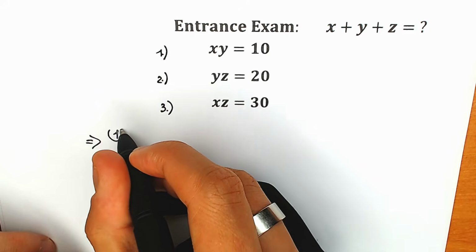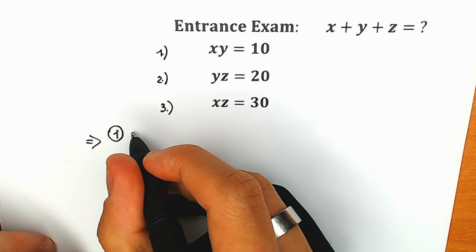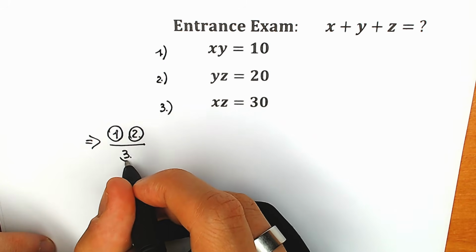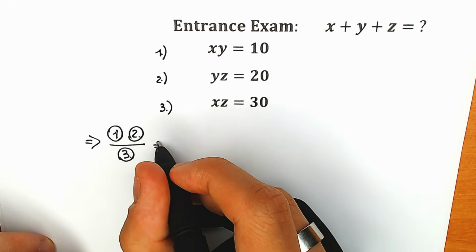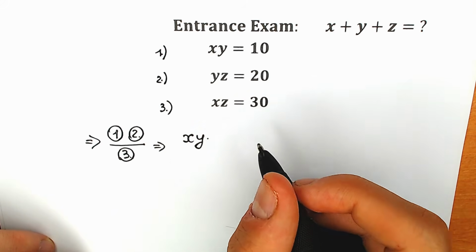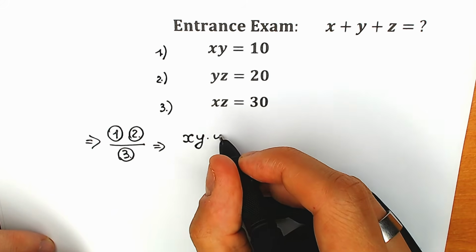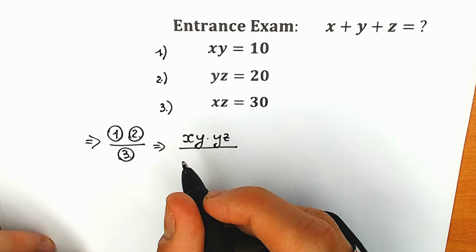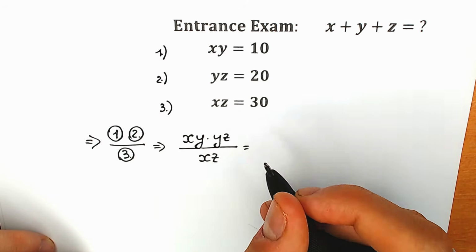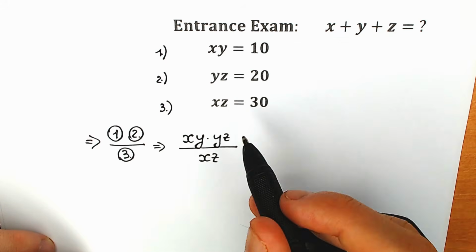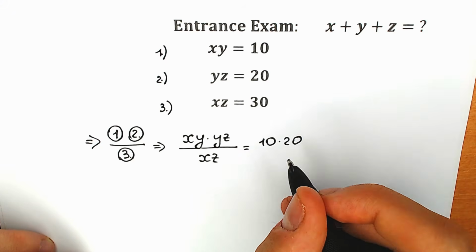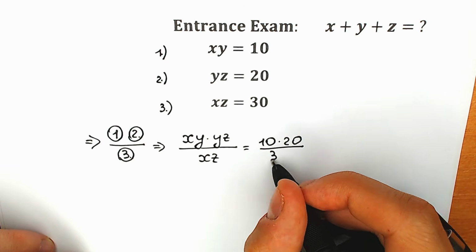by the second equation, and divide it by the third equation. I really hope you understand it. This is our first step. So the first equation, xy, we multiply by the second equation, yz, and divide by the third equation, xz. In terms of values, we have xy equals 10, times yz equals 20, divided by xz equals 30.